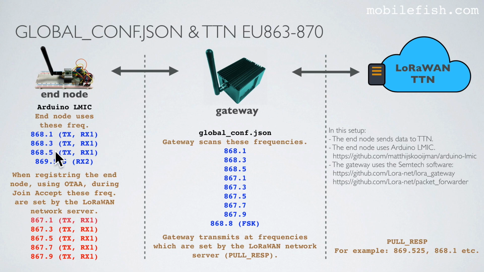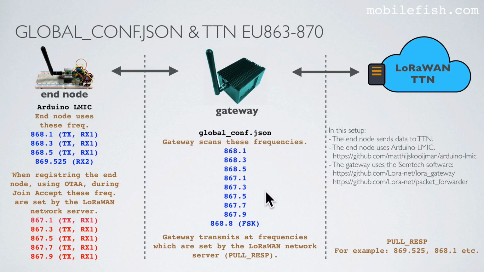These 3 frequencies are used to transmit or for receive slot 1, and this frequency is used only for receive slot 2. When registering the end node using over-the-air activation during join accept, these frequencies are set by the LoRaWAN network server. These frequencies are not hard-coded in the Arduino LMIC. These frequencies are set by the LoRaWAN network server. These 5 frequencies are used to transmit or for receive slot 1. In the gateway, these frequencies are set in the global configuration.json file.